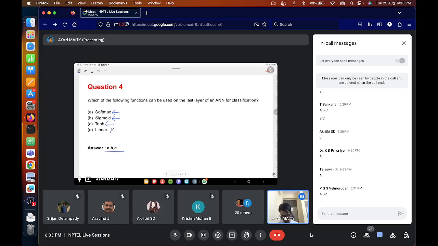But linear we cannot use for classification. Linear can be used for regression tasks using neural networks, but for classification tasks we cannot use linear activation functions in the output layer or the last layer. So option A, B, C, these are the three correct answers.